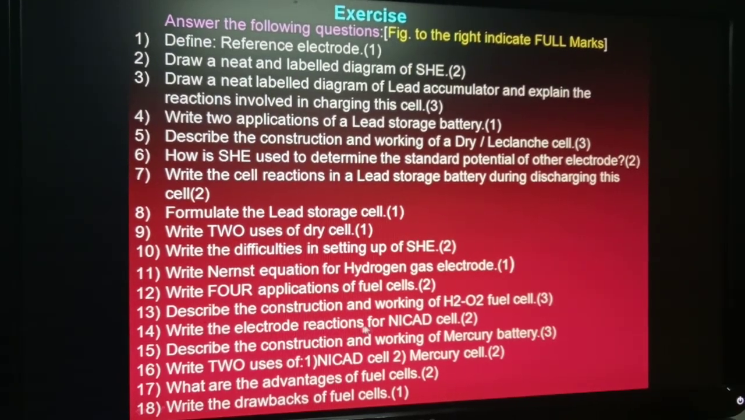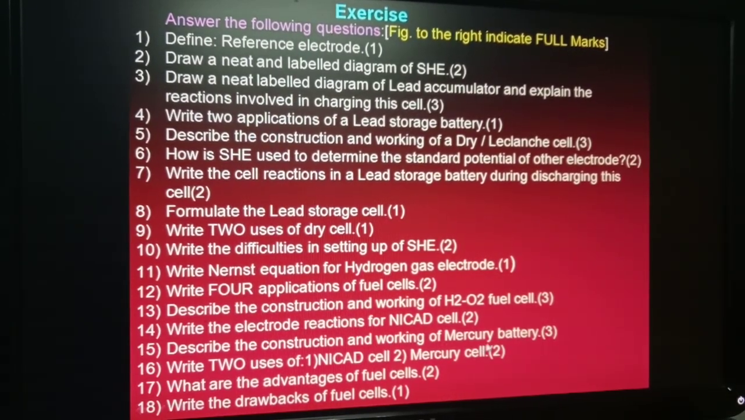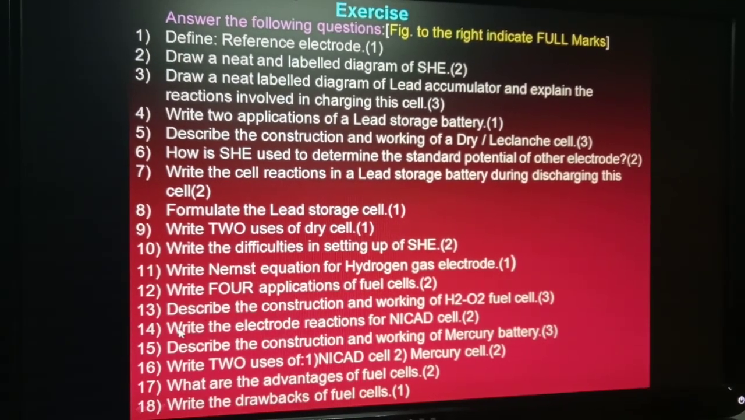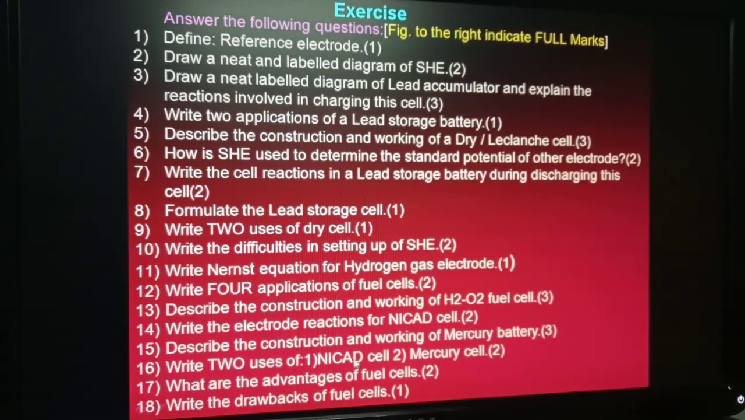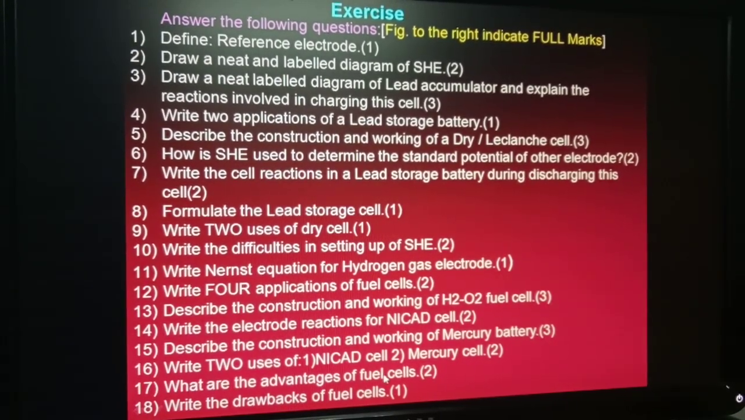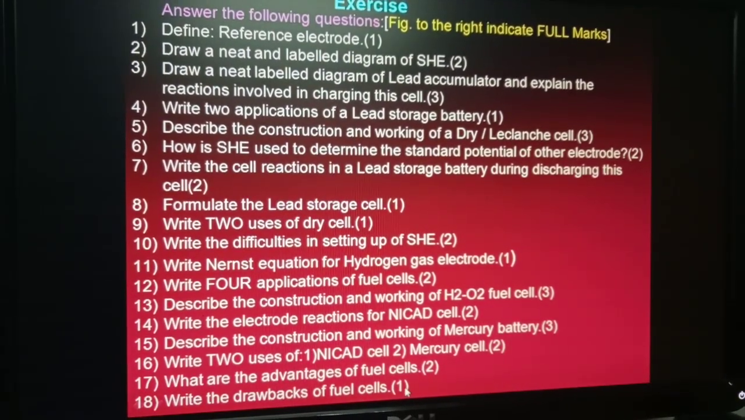Write the electrode reactions for NiCad cell, 2 marks. Describe the construction and working of mercury battery, 3 marks. Write 2 uses of nickel cadmium cell and mercury cell, 2 marks. What are the advantages of fuel cell, 2 marks. Write the drawbacks of fuel cells, 1 mark.